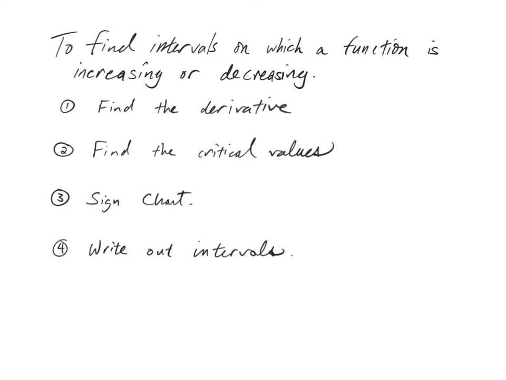So in order to find the intervals on which a function is increasing or decreasing, the first thing you're going to want to do is find the derivative, then find the critical values, which should not feel like anything new yet. This is where the work gets done. We will be doing a sign chart for this, and then we will write out the intervals based on the work we do for our sign chart. And the best way to explain how the sign chart works is to just go through an example so you can see exactly how it works.